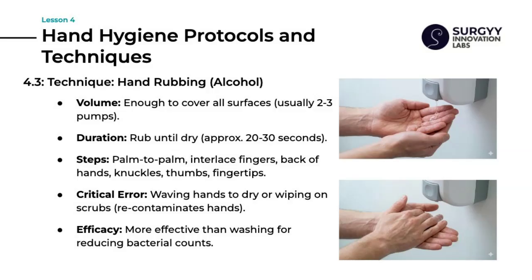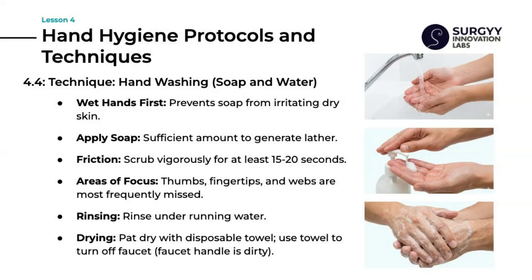The steps include a specific sequence: palm to palm, interlacing fingers, cleaning the back of hands, knuckles, thumbs, and finally fingertips. A critical error to avoid is waving hands to dry them or wiping them on your scrubs, as this recontaminates the hands immediately. In terms of efficacy, hand rubbing is actually more effective than washing for reducing overall bacterial counts on the skin.